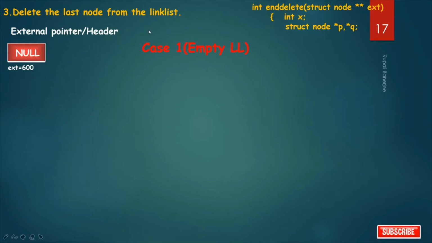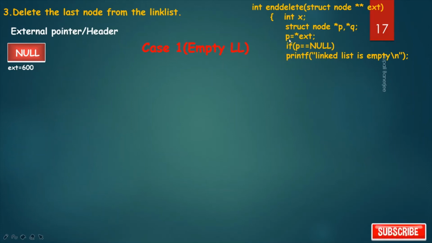So how can we check whether our linked list is empty or not? If *ext, the value at ext, is null, then our linked list is empty. So I have to check P equal to *ext. What is P? P means the value at ext. If the value at ext, that is P, is null, then we can say that our linked list is empty.